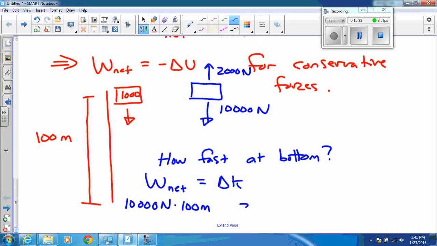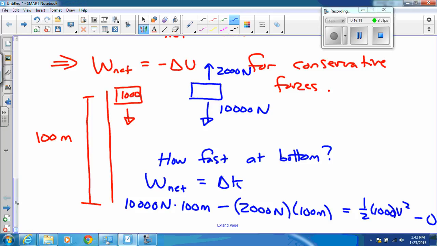Right? Plus the 2,000 newtons of air resistance times the 100 meters times the cosine of the angle between, which is -1, because my force is pointing up and my displacement is going straight down. Right, we're doing net work, and so we subtract those. And all of that is equal to the change in kinetic energy, which is 1/2 of 1,000 times v squared minus the initial kinetic energy, which is 0. 1,000, thank you. Good catch.